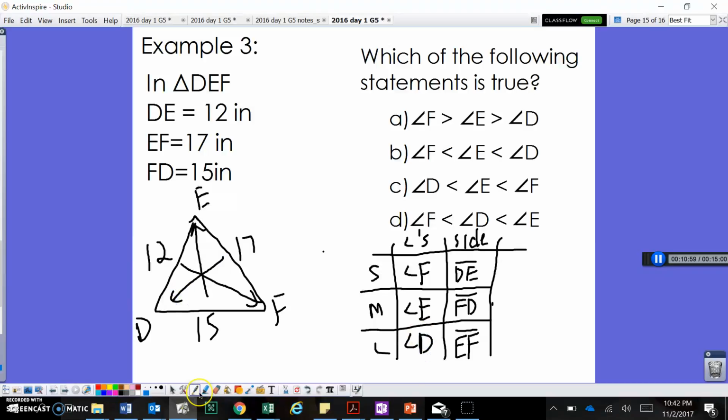So again, make sure you read your question. We need which statement is true. A says that angle F is greater than angle E, which is not true. B says angle F is less than angle E, which is less than angle D. So this is pretty good, right? It's correct, and you can check the other ones, which are not true.